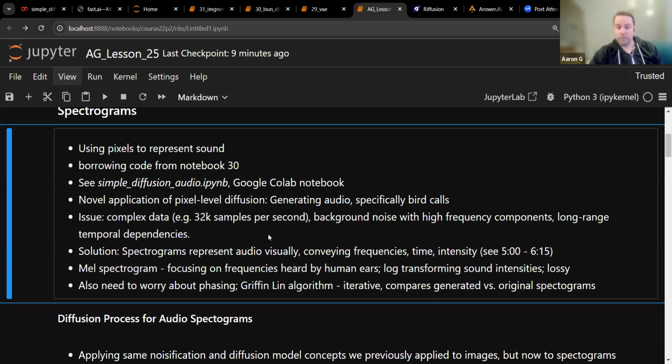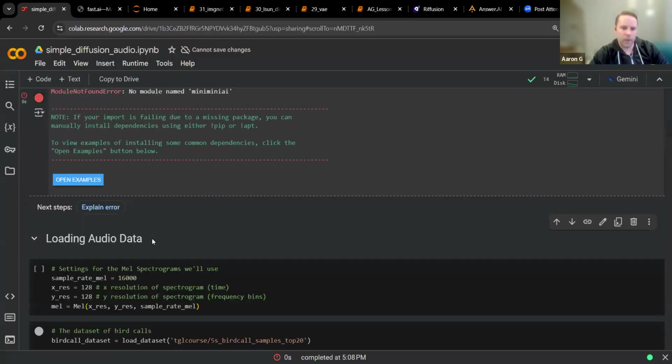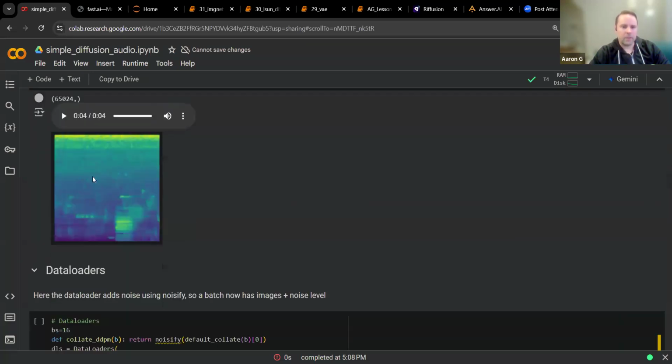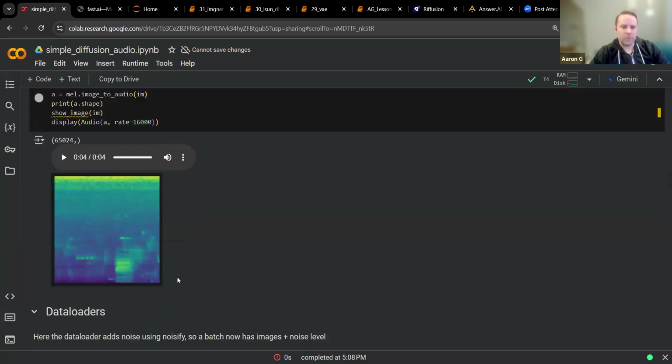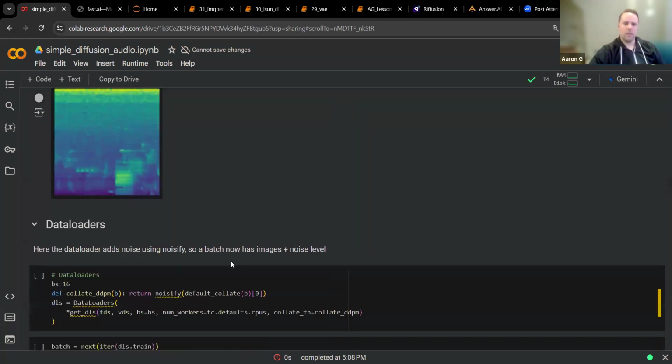It conveys frequencies on the y-axis, the x-axis is time, and then there's some color coding to show intensity, and we can look at that real quick. So this would be the different frequencies on the y, and colors would indicate intensity, or most likely decibels or something.